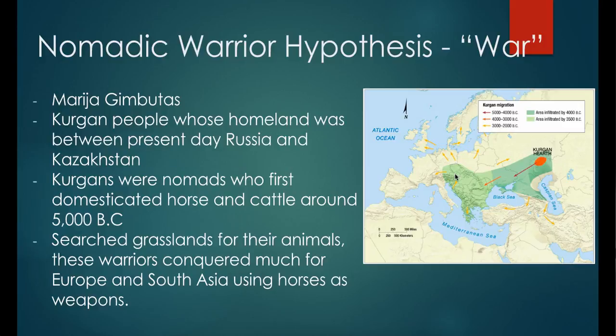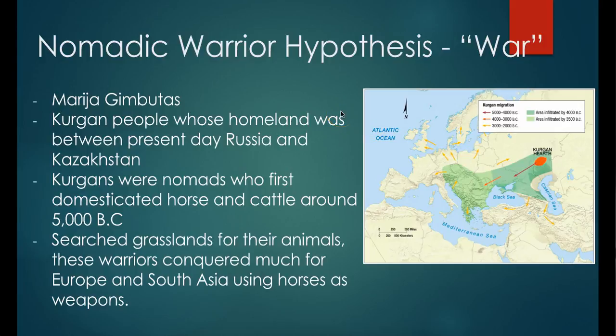So this is the warrior hypothesis, which is associated with horses, because horses, one, help them in war, and two, that's kind of the reason they went to war, is to grab more land for their horses throughout the year. So obviously this is going to be a slow progression here. It's not going to happen overnight.